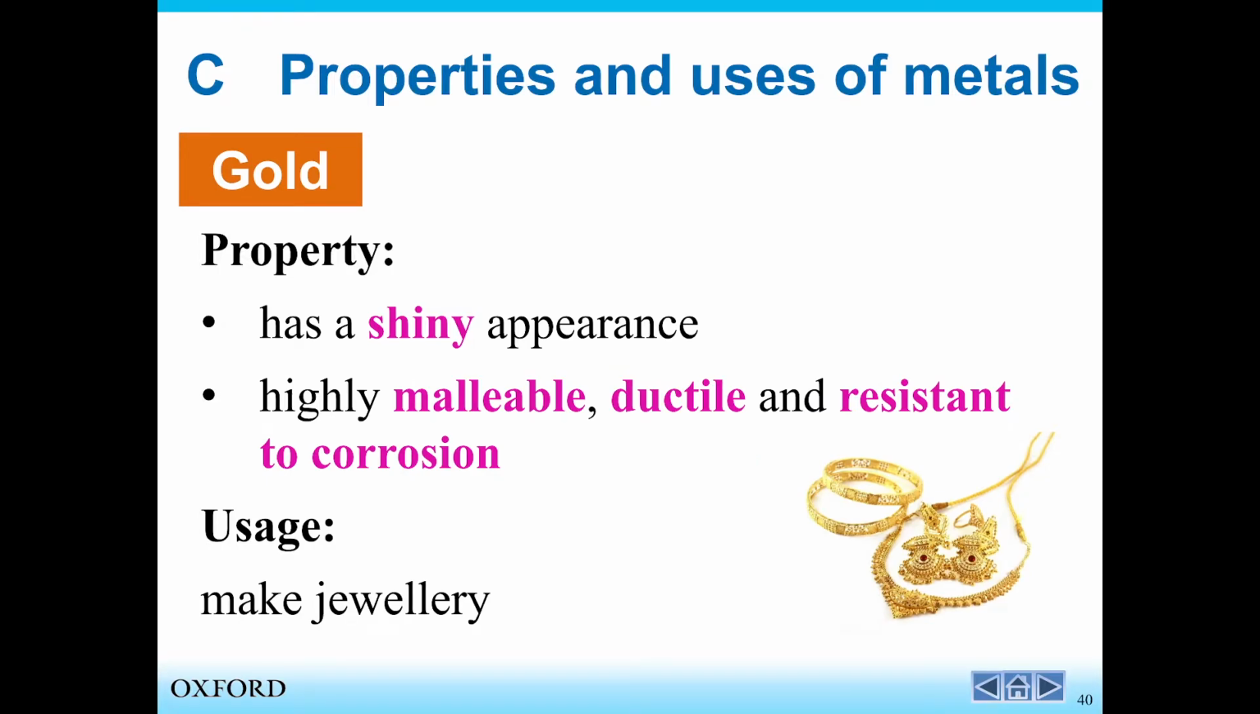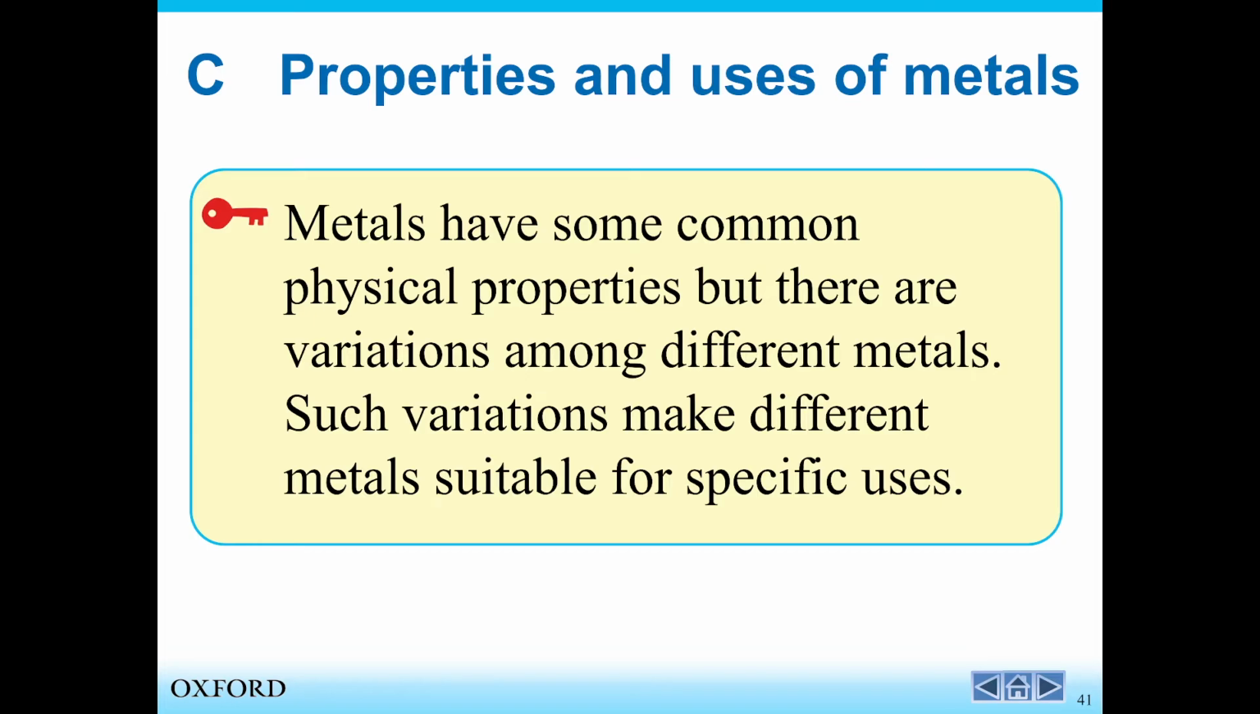Gold has a shining appearance. It's highly malleable, ductile, and resistant to corrosion. That's why we make jewelry out of it. And obviously, we're not going to use gold to make buildings, unless you're super rich, of course. Just like in Hong Kong, you're most likely not going to use gold to make a flat or a high-rise building. It would be super, super expensive. So metals have some common physical properties, but there are variations among them, and they'll be used specifically for certain occasions.